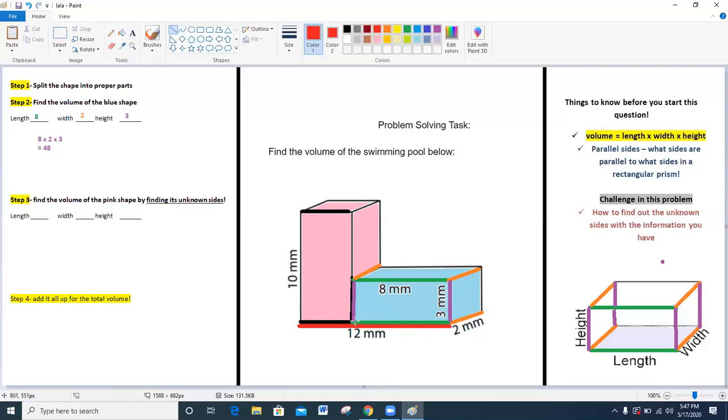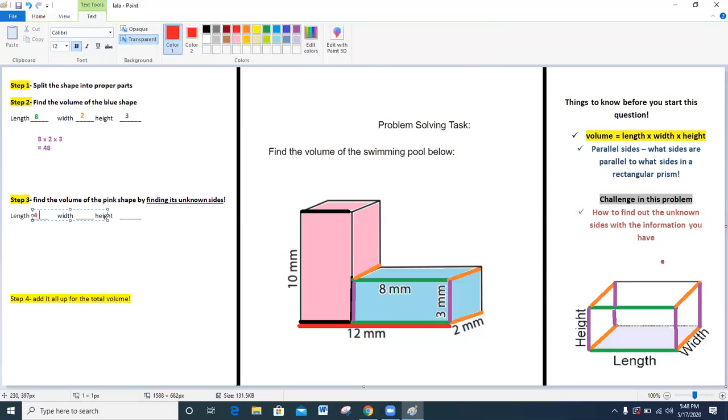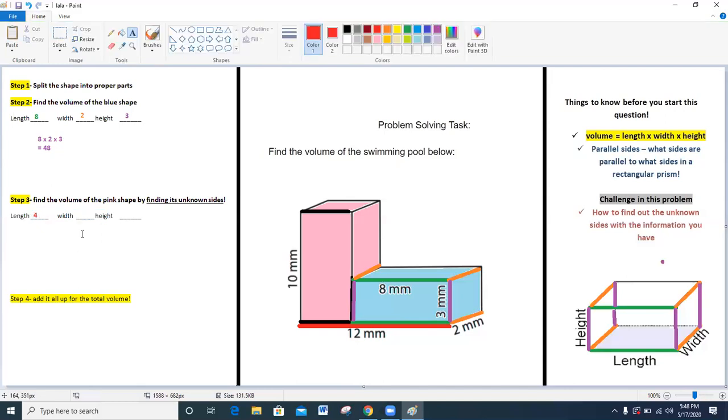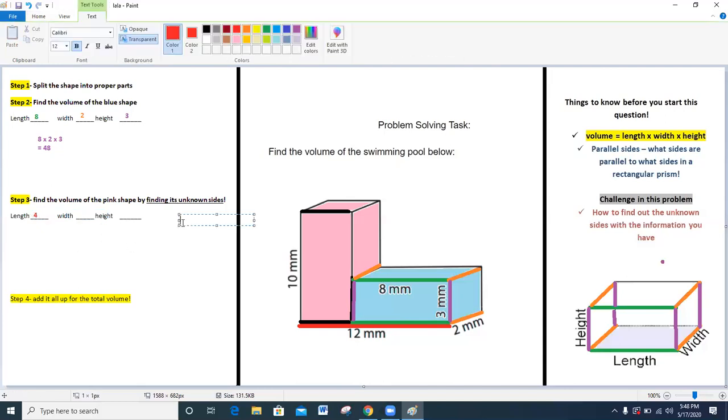I know that green segment over here is 8 millimeters, and I have 12 millimeters total. To find the length, what I'm just going to do is 12 minus 8, which gives me 4. So I know the length is 4 millimeters, okay? So to find the length, I did 12 minus 8. Okay, I'm just going to make little notes right here.